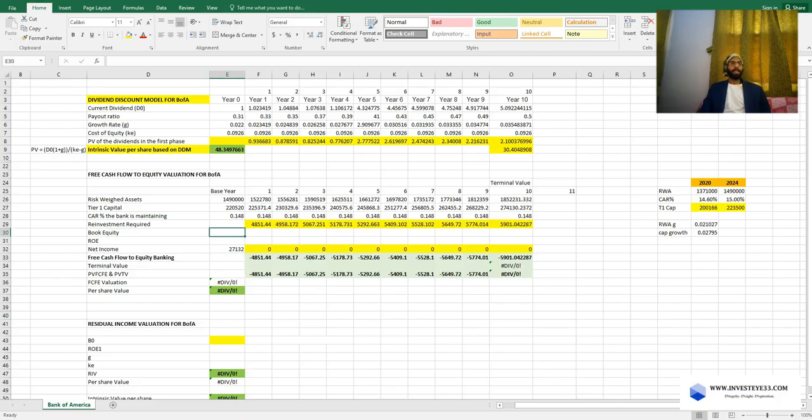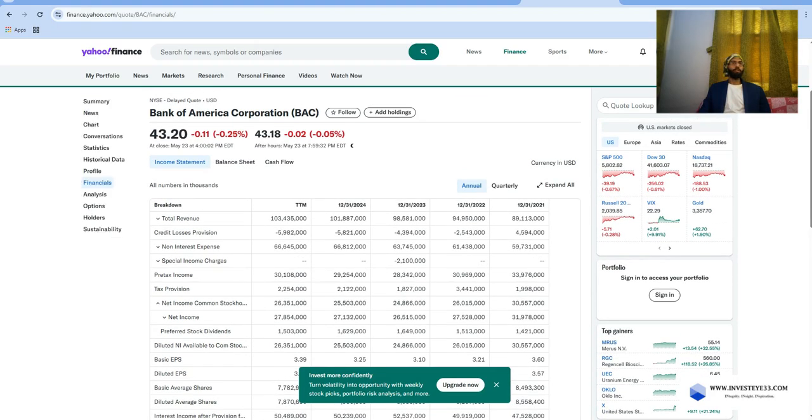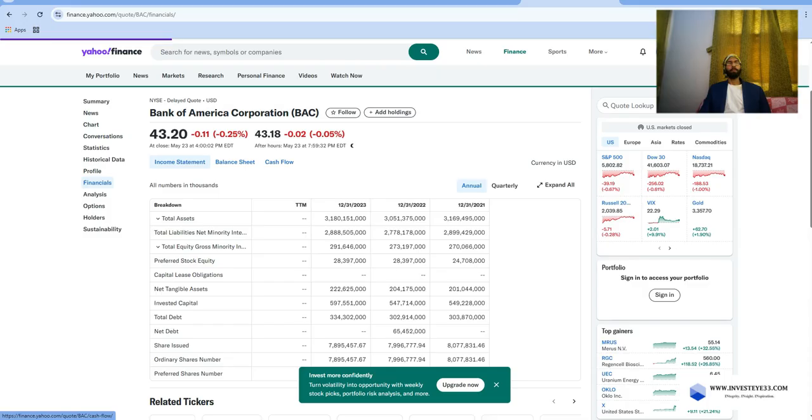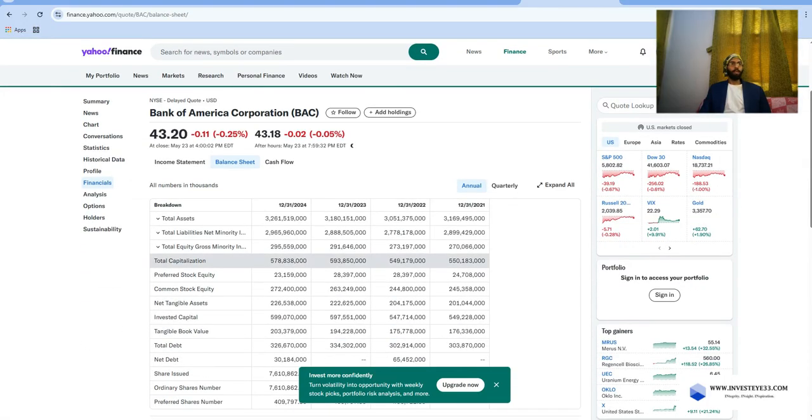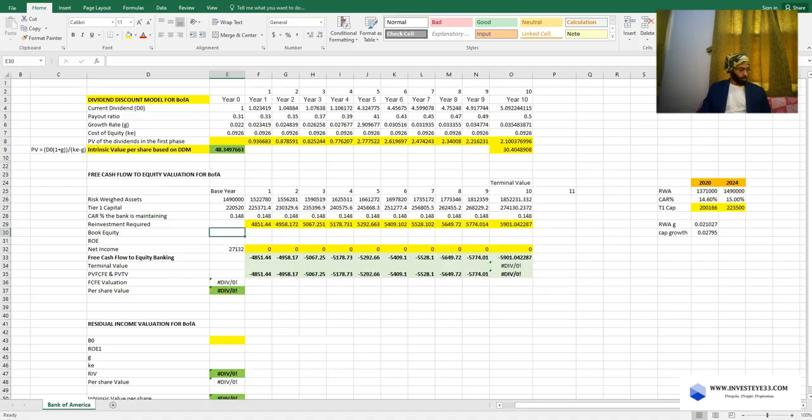Now I can easily get to the balance sheet and find out the book equity. Let me go there. So here you can see the balance sheet is also mentioned. Let me click on the balance sheet here, and the book equity, tangible book value, is mentioned here as 203.379 billion. So let me use this number, 203,379. This is the book equity.